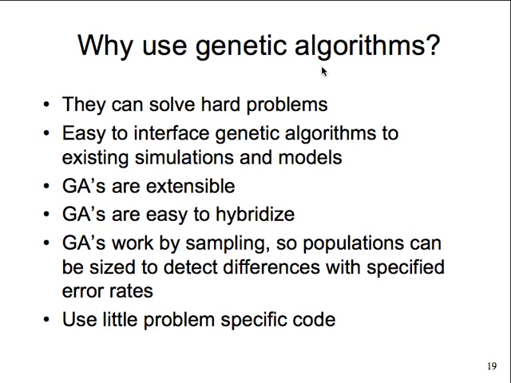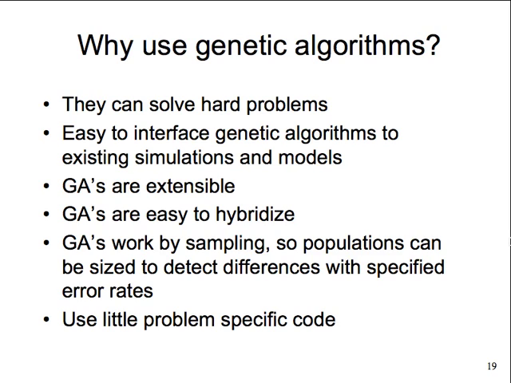Genetic algorithms are extensible. Once you come up with a model that's working, you can extend it out to other data groups, for other things and other techniques. And they're easily hybridized, so you can create a hybrid solution that uses both genetic algorithms along with traditional searching and sorting computer science algorithms. And they work by sampling, so you don't have to take the entire population.